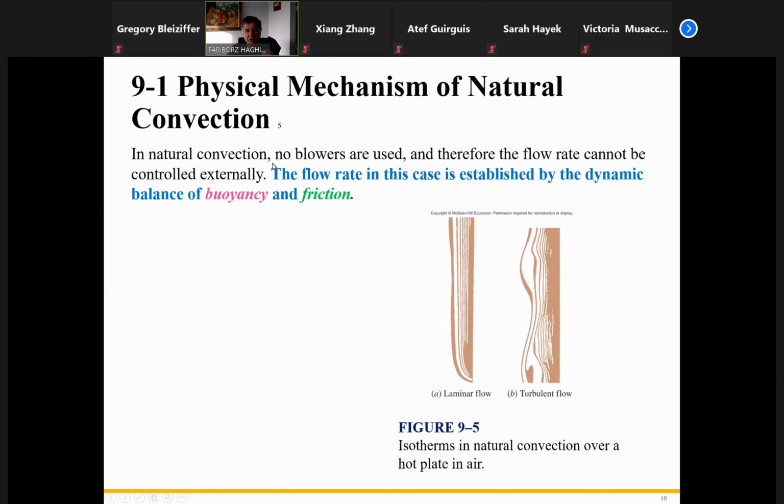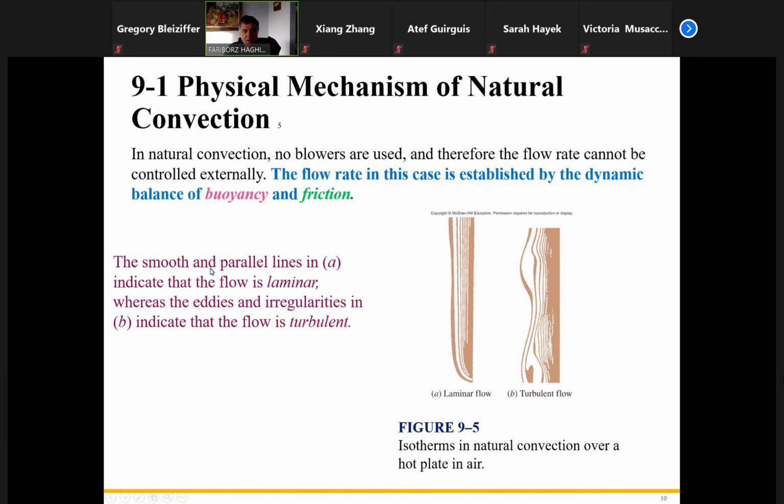In natural convection, no blowers are used. Therefore, the flow cannot be controlled externally. There's no control. It happens automatically by itself. The flow rate in this case is established by a dynamic balance of buoyant force and friction force. What that means is the buoyant force is the air becoming lighter. For example, in the case of heating, it's going up, but it's closer to the wall. And as you know, the velocity at the wall is zero because of the viscosity. Therefore, air will go up, but viscosity holds it back. So the two forces are balancing each other.